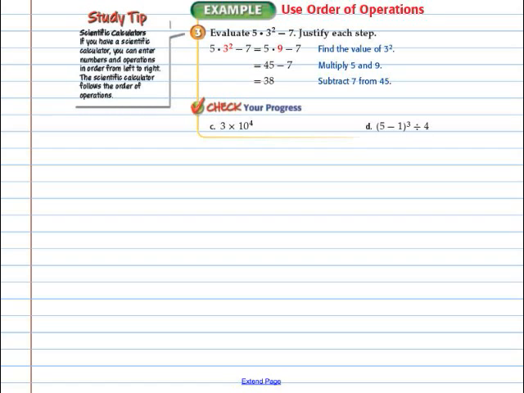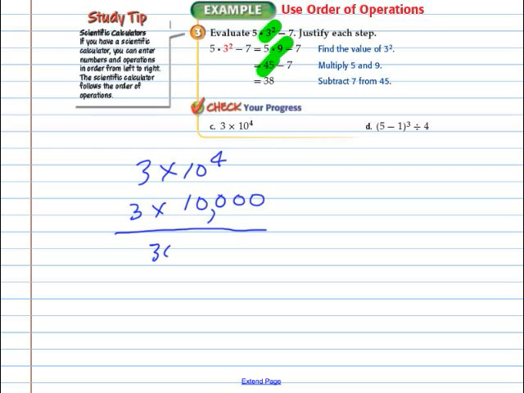Example 3. In this example, we have a power, no grouping symbols, but we do the power first. So 3 squared happens first. You can see right there, 3 squared is 9. Then your next step would be the multiplication. 5 times 9 is 45. 45 minus 7 is 38. That would be the correct value for that expression. In example C, 3 times 10 to the 4th, you would evaluate your power here first. 10 to the 4th is 1 and 4 zeros, or 10,000. 3 times 10,000 would give you 30,000 as the value for that expression.